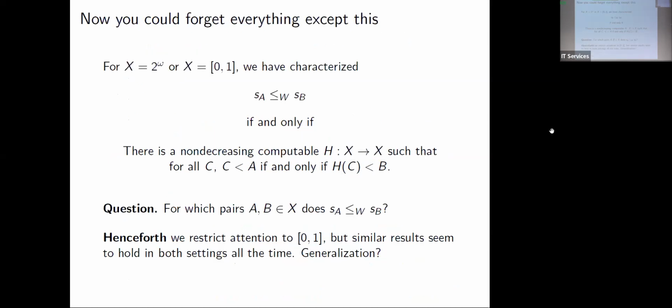Okay, so fantastic. Because we got the same result in this case as well, we don't have to think about representations anymore. For comparing the Weihrauch degree of step functions on the real line or on Cantor space, either one, if we want to know whether step at A is Weihrauch reducible to step at B, all we have to know is whether there is a non-decreasing computable function from that space to that space that maps things less than A to things less than B, and vice versa.